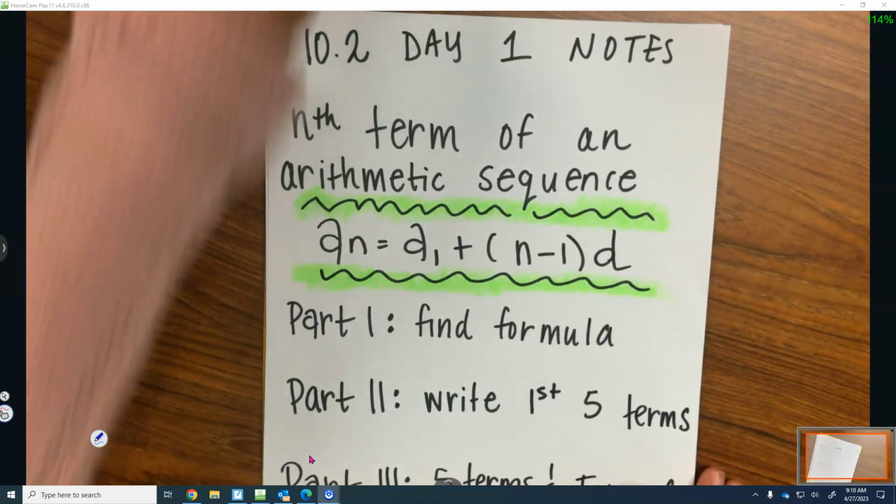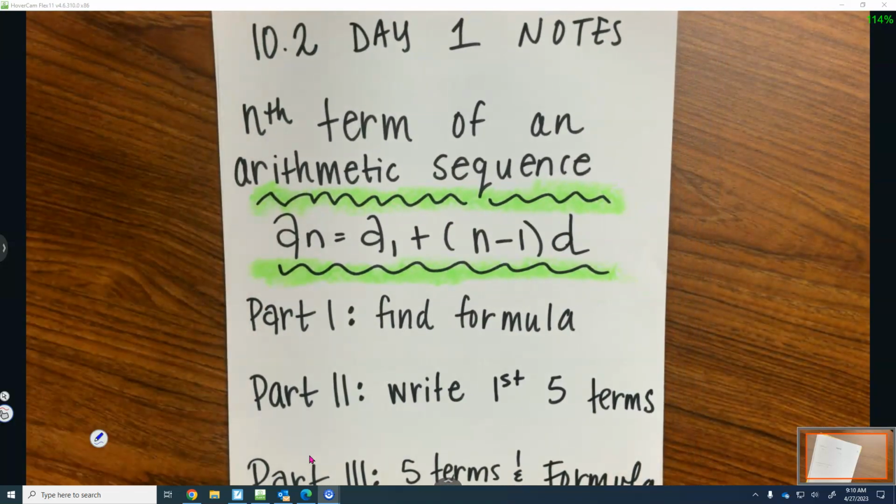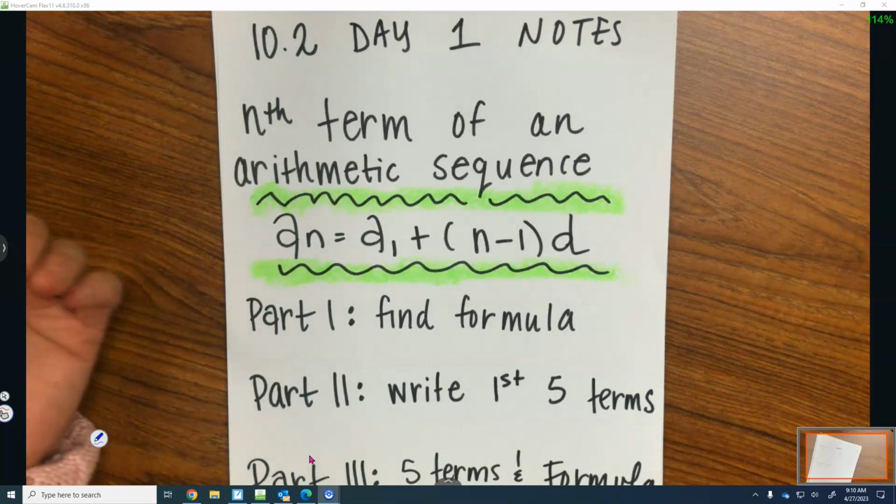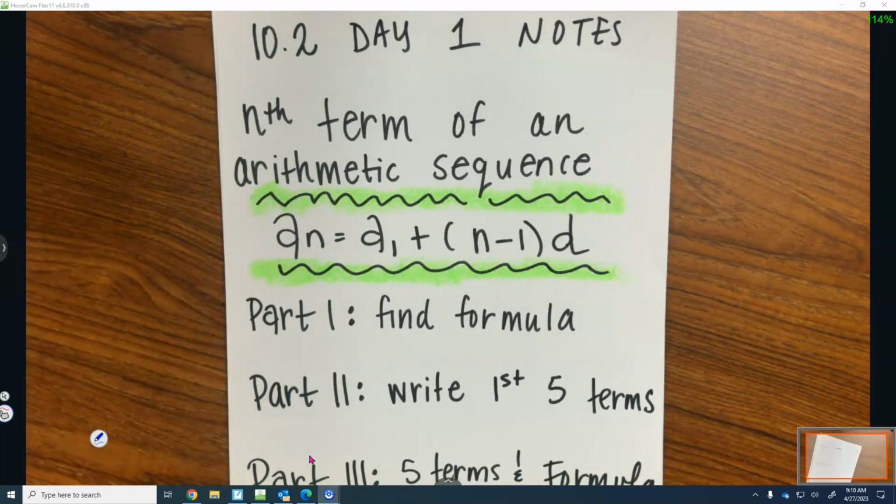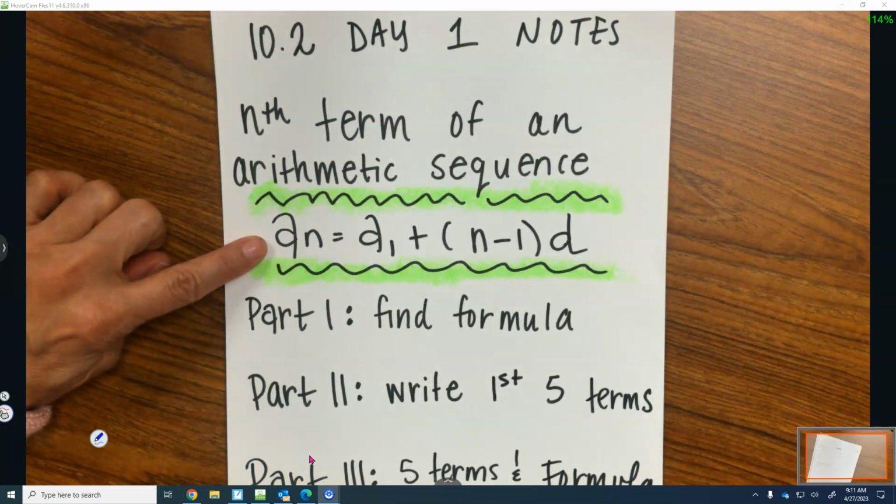This is everything that we're going to cover today. So the main new formula, and this is at the top of your packet. I'm just using regular paper. This is in your packet.